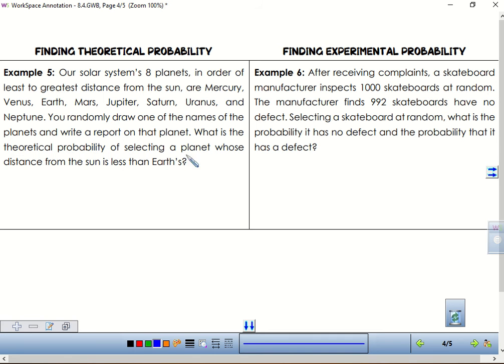What is the theoretical probability of selecting a planet whose distance from the sun is less than Earth's? So how many planets have a distance to the sun less than Earth's? 2. We have Mercury and Venus, which are closer to the sun than Earth. So 2 out of the total number of planets, which is 8, which means we have a theoretical probability of 1/4.